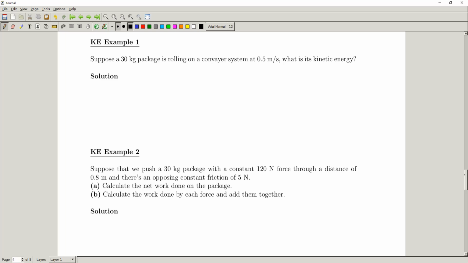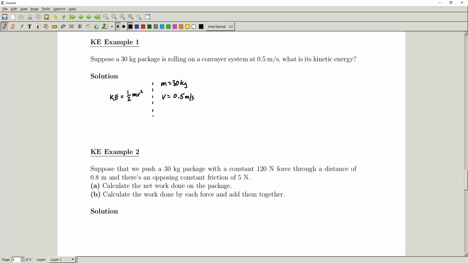And so our first question is, suppose we have a 30 kilogram package rolling on a conveyor system at 5 meters per second. What is its kinetic energy? Well, this one's pretty easy. We just go to the definition of kinetic energy, and we just said what that was, so that's a half mv squared. And right away, well, we know that we have an m of 30 kilograms and a v of 0.5 meters per second, right?